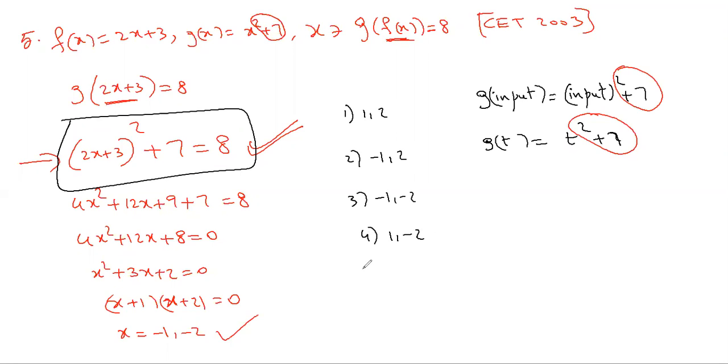The easiest one to verify is 1. Substitute 1 in it. 2 ones are 2, plus 3, 5 square, 25. 25 plus 7 is not 8. So 1 is not satisfying. All the options including 1 are wrong options.